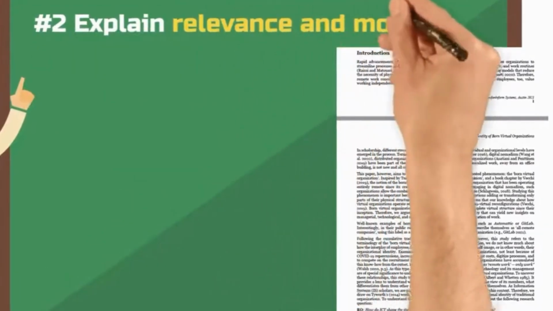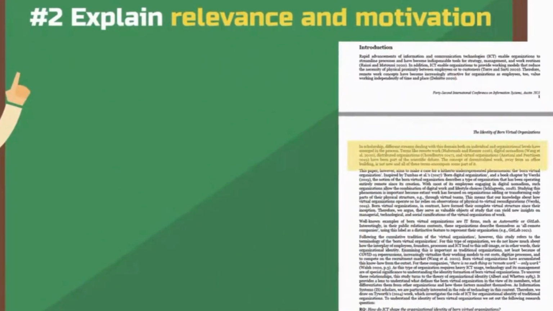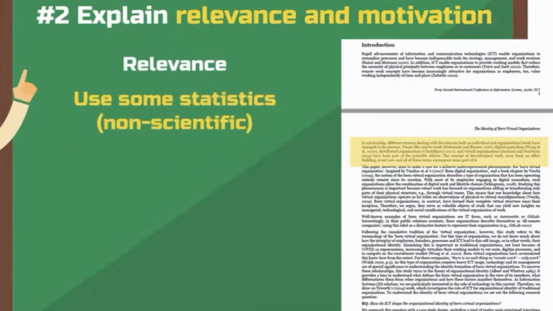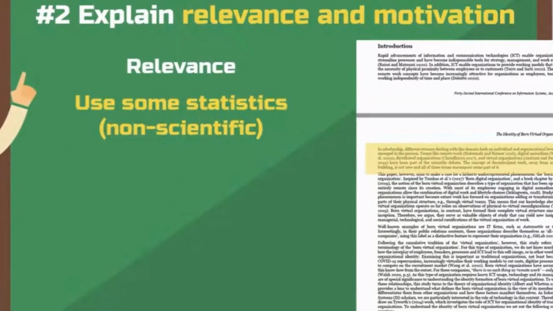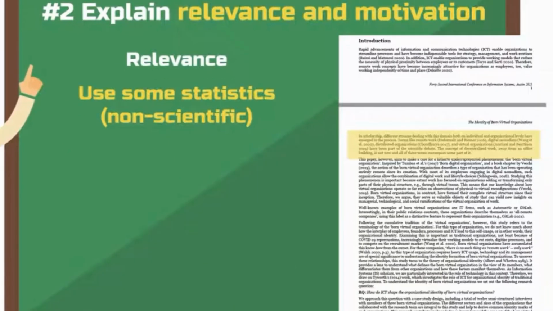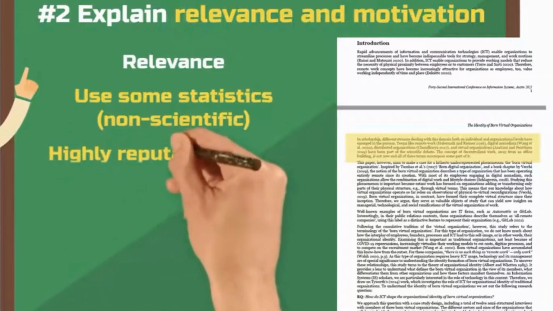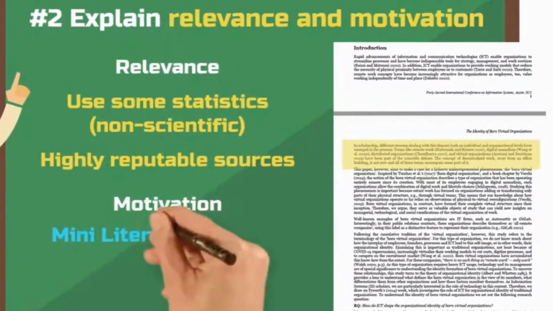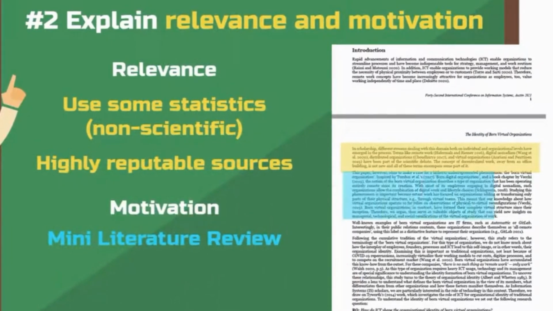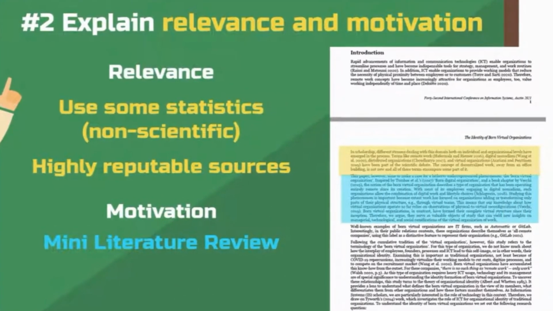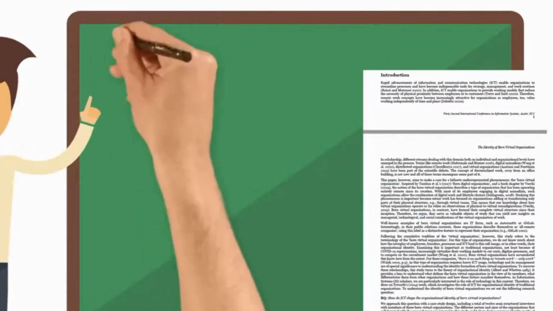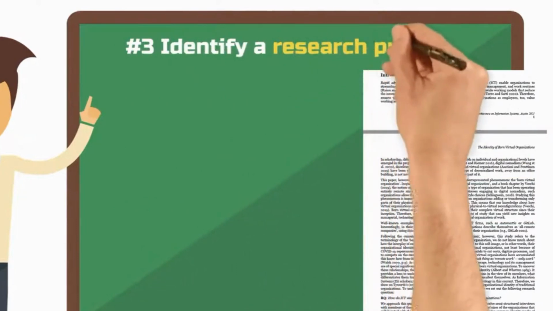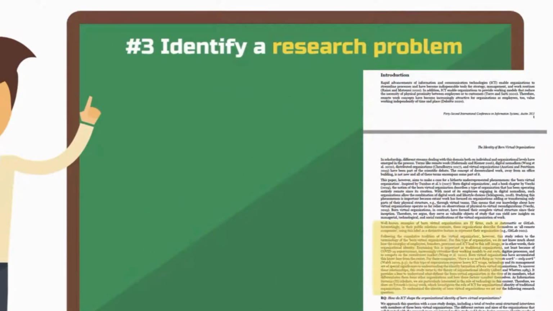Step number 2 is explain relevance and motivation. Use some statistics. You can support the relevance of your topic, but make sure to use newspaper or statistical portals with a high reputation. Do a mini literature review now that you have proven that your topic is relevant to be researched. Step number 3 is identify a research problem.